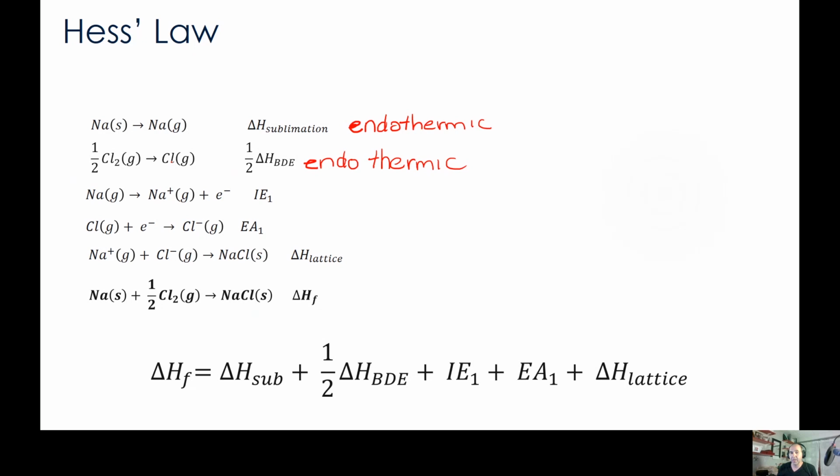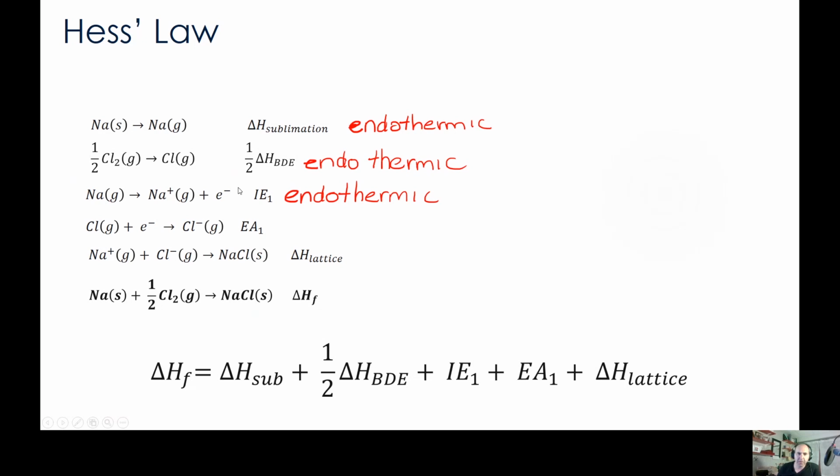That's pretty good. I'm part of the way there. The next step is to move my electrons around so I can get gas phase ions. So how do I make sodium ion? I remove an electron, right? Sodium gas goes to sodium plus and an electron. That is the first ionization energy of sodium, also a known quantity, also endothermic. Remember, ionization energies are always endothermic, no matter what.